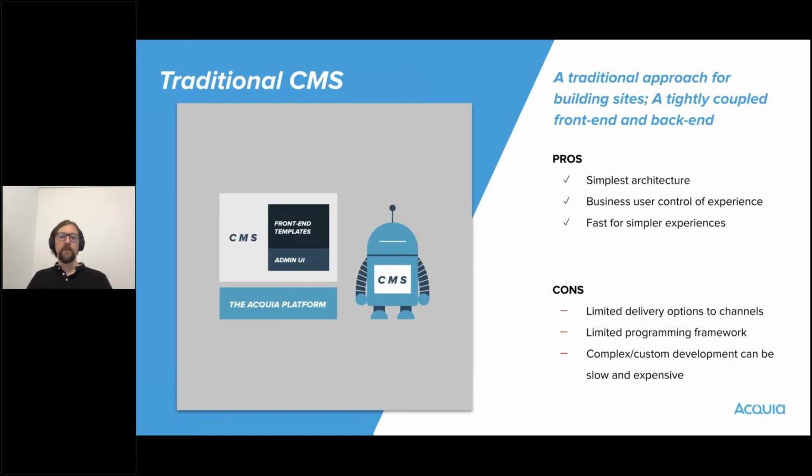A traditional CMS or traditional website is something people think of as very coupled. The front end and the back end are in the same system. This is a very simple architecture. It often provides the business user control of the experience. That's why these CMSs took off, things like Drupal, Sitecore, WordPress. They're very fast, especially for a very simple experience.